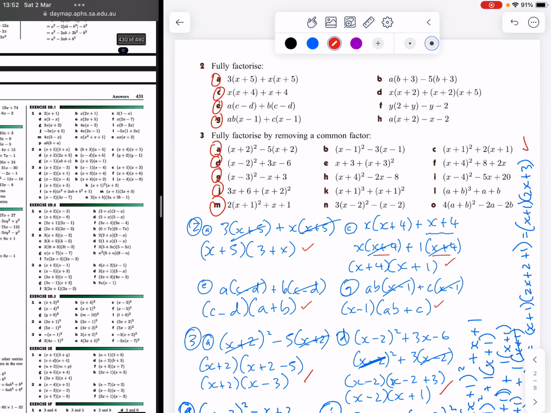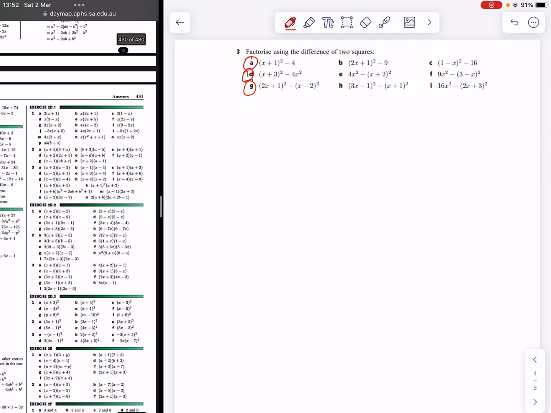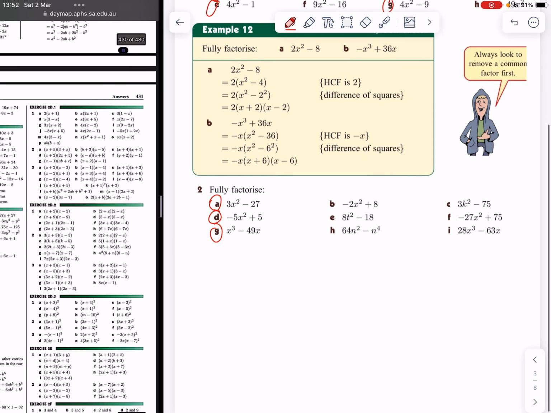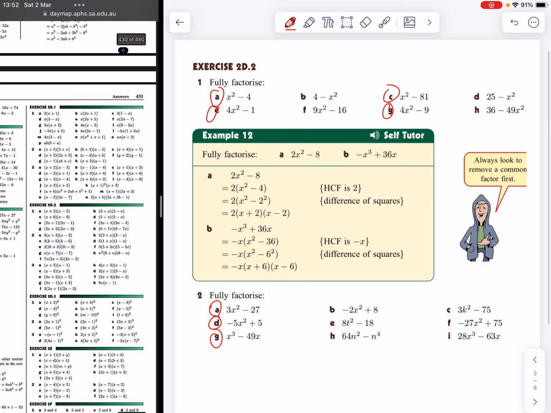Where are we at now? How many more pages? Just checking because my son's about to wake up. 2D.2, I'm racing against time.